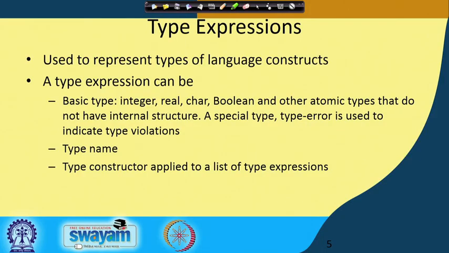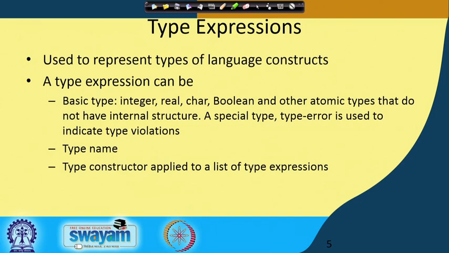Type expressions. For all programming language constructs and program elements, we will have some types. We can understand that variables have a type. When we talk about expressions, the expressions have a type. But these programming language constructs will also have a type. For example, a statement also can have a type.